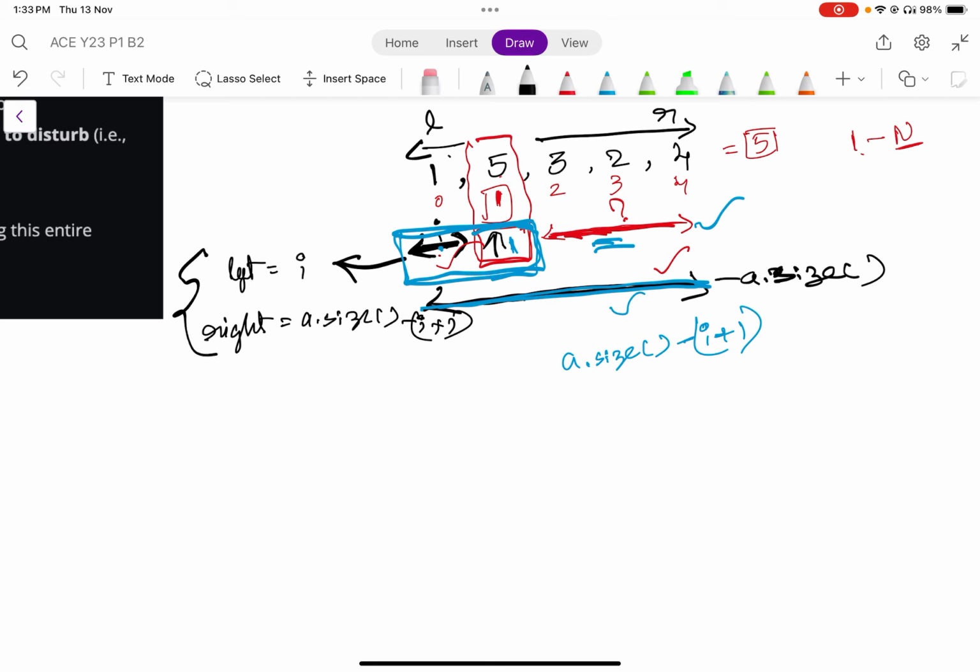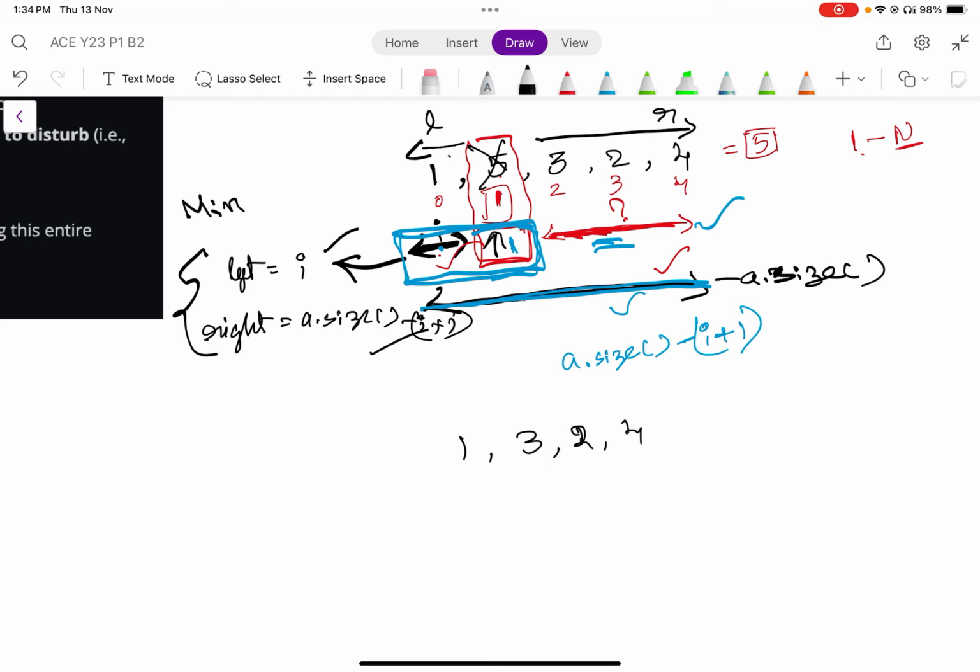So now I'm able to find. What do I need? I need the minimum number of people to be disturbed. So from the left side, how many people? i. From the right side, this formula. So I need the minimum of these two. Got the point? Yes. So after this person moved from here, how many people are we left with? We are left with these four people.